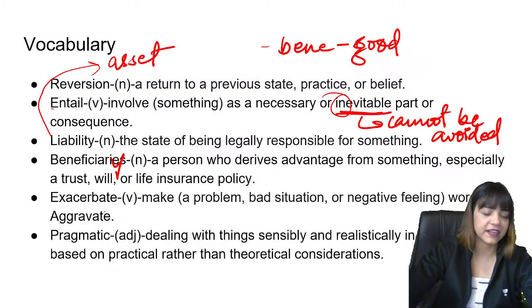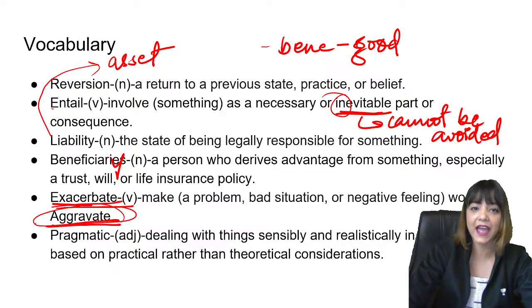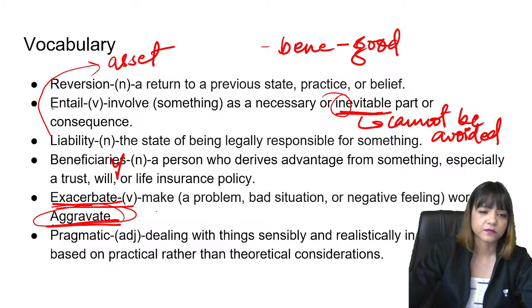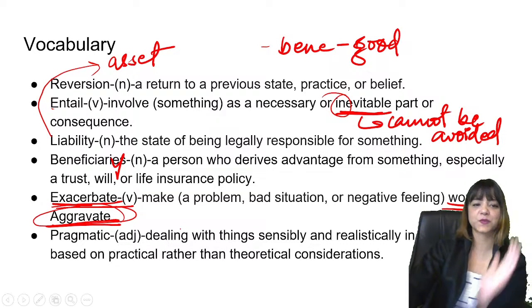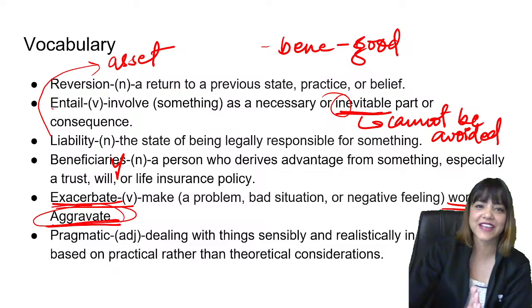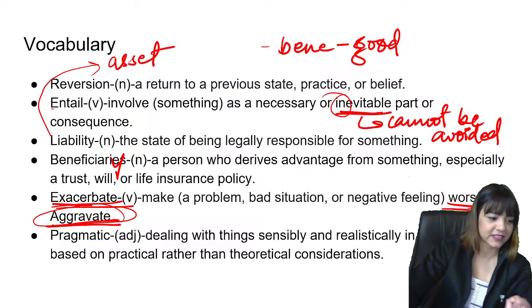Okay. Exasperate, we saw it yesterday, in yesterday's editorial. If you remember, I told you that aggravate, which was our very first word, the synonym of aggravate can be exasperate. Exasperate is the verb form. It is basically to make a problem or a bad situation or a negative feeling worse. So it makes it worse. And I gave you the opposite of exasperate as well. Does anyone remember? I gave you the opposite of exasperate as well in yesterday's class. Do you remember?